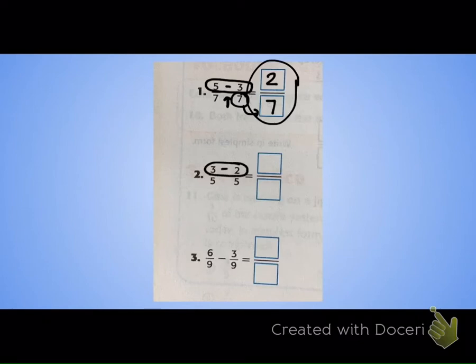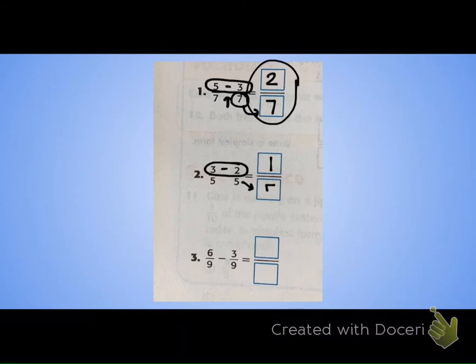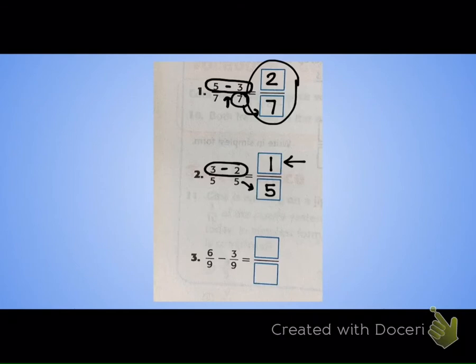So again, take our numerator, we subtract 3 minus 2, that's 1. Our denominator stays the same. And I've told you guys before, if you have 1 as a numerator, you cannot simplify the fraction. So with that knowledge, we know that 1/5 is already in simplest form.